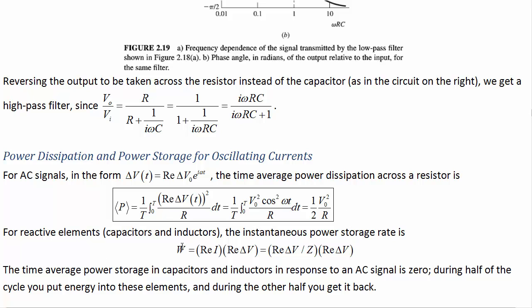For reactive elements, capacitors and inductors, the instantaneous power storage rate would be the real part of the current times the real part of the voltage. The time average power storage in capacitors and inductors in response to an AC signal is 0. That's because for half of the cycle you're putting energy into the elements, but during the other half of the cycle, you get it back.